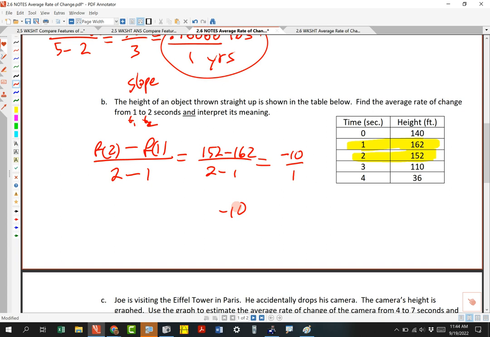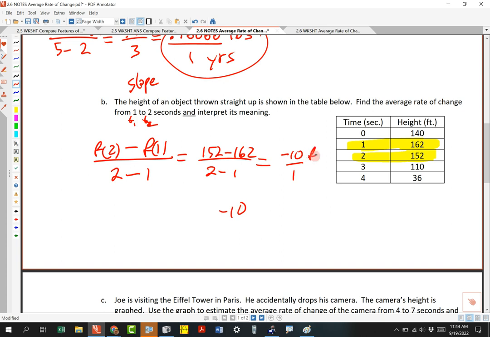I'll have to ask Luke because he's getting something out. Hopefully he's got something for everybody. Luke, what does that mean? It means the changed 10 feet. Say it again. Declined 10. Dane. The object is going down at 10 feet per second.